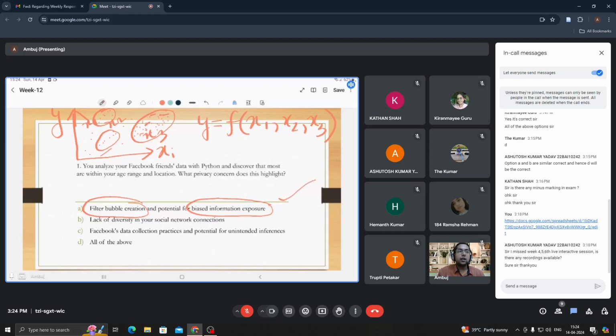When all this takes place, if A is correct, then B would be 100% correct, because there would be a lack of diversity in my social network connections. If A is correct, definitely B is correct. In this type of question, the correlation between the options is also important. Though you may know the concept only slightly, or not in full, although you are expected to know it, if you are attempting a question, you have to get it 100% correct.